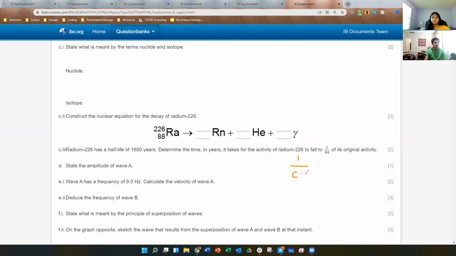So 1 over 64 is equal to 1/2 to what power? 2, 4, 8, 16, 32, 64. So that's the 6th power. That means that's 6 half-lives. So 6 half-lives is 6 times 1600, which is 9600. Yeah, 9600 years.